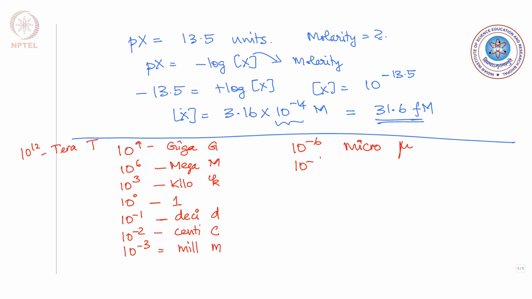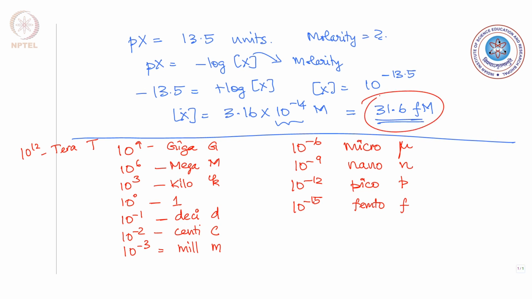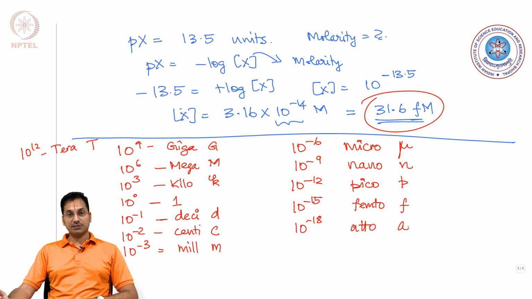10 power minus 9 gets the name nano, which goes with a small n. 10 power minus 12 goes with pico with a small p. 10 power minus 15 goes with femto, that is f, that is what we ended up getting in the current example, and 10 power minus 18 is atto, which goes with a small a. There are many other units that would end up coming, but these are the units that we might end up using most commonly and therefore have been introduced in this given example.